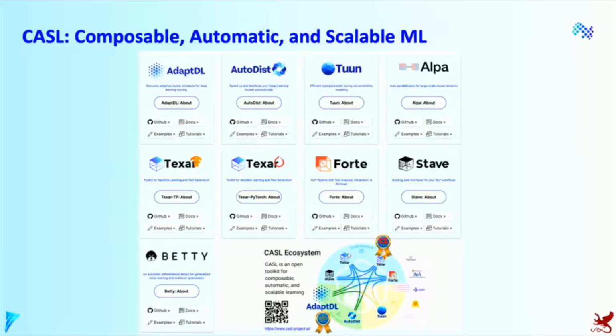So CASL stands for Composable Automatic and Scalable Machine Learning, right? It is an open source consortium on GitHub with many smaller scale libraries, each covering an important scientific and also application area in artificial intelligence. And here is a panel that is actually growing on each of these topics or member repositories.